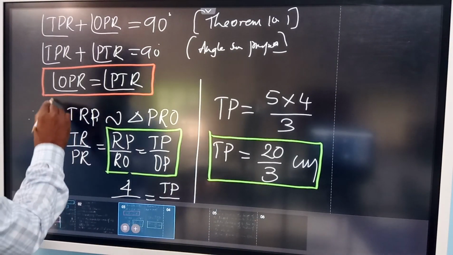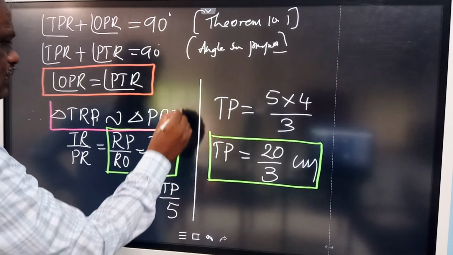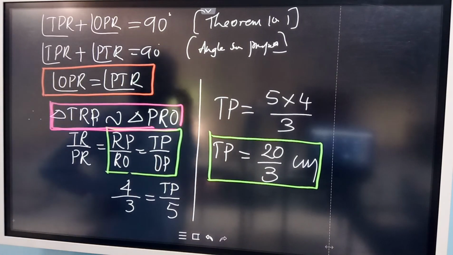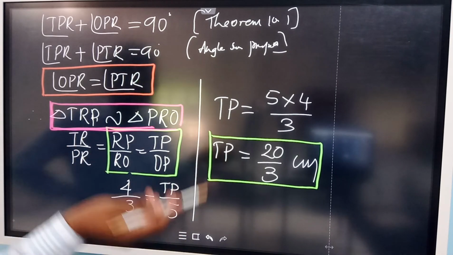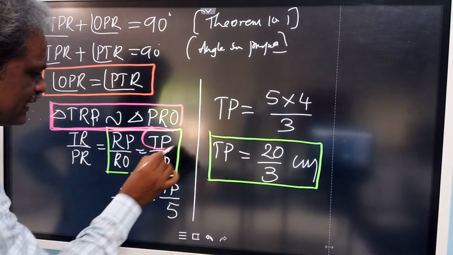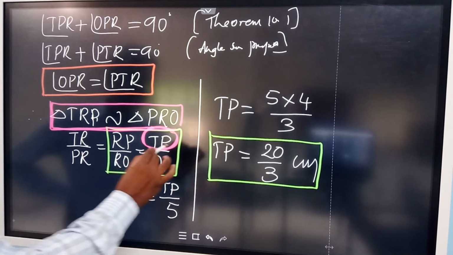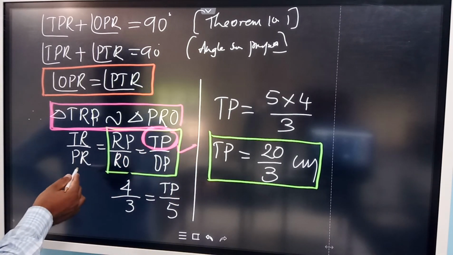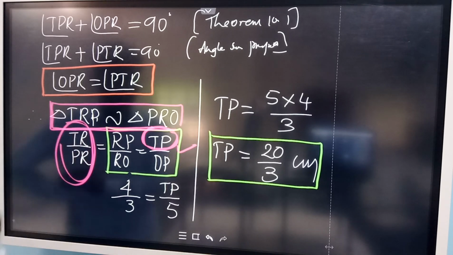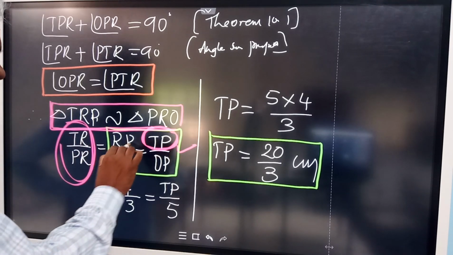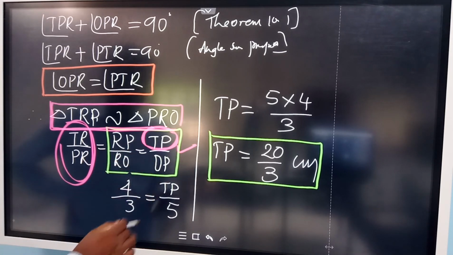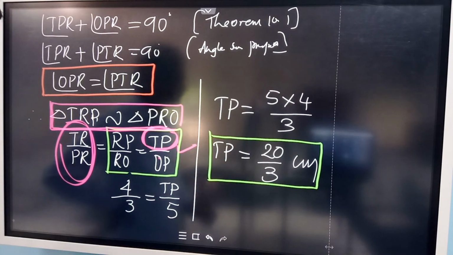If they are similar, apply that the sides are proportional. So you can write all the three sides and take the ratio. I wanted to calculate the length of TP, so this ratio is a must. Then which other ratio? Here we do not know TR and PR, but you know RP and RO. So substitute in this one: RP is equal to 4, RO is equal to 3, and OP is equal to 5. If you substitute, you will get the length of TP.